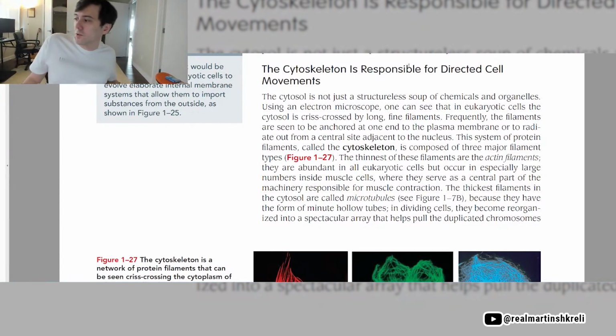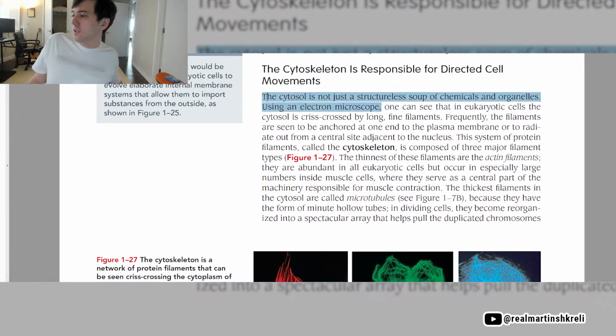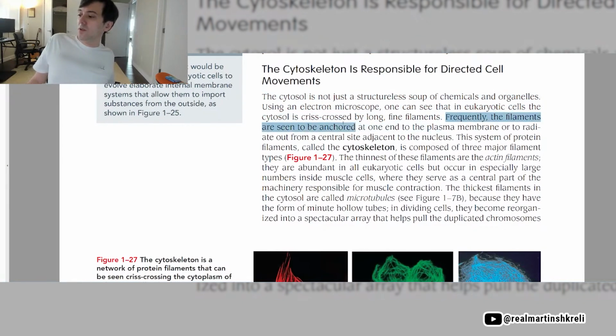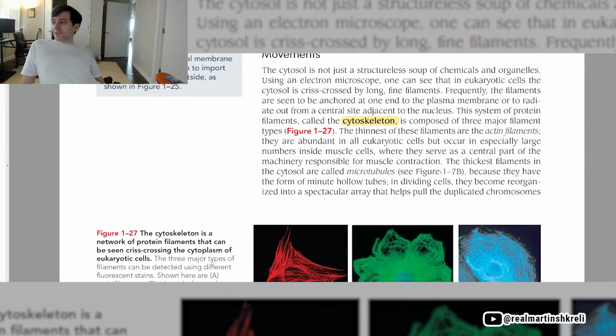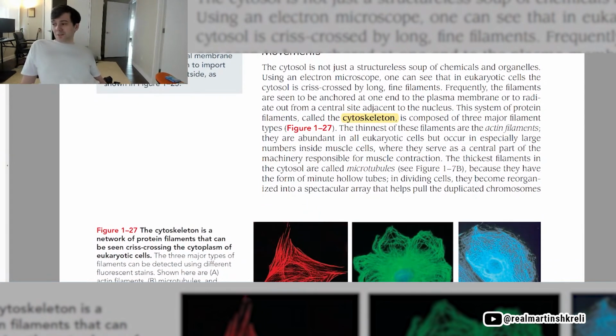The cytoskeleton is responsible for directed cell movements. The cytosol is not just a structureless soup of chemicals and organelles. Using an EM, one can see that in eukaryotic cells, the cytosol is crisscrossed by long, fine filaments. Frequently, the filaments are seen to be anchored at one end to the plasma membrane or to radiate out from a central site adjacent to the nucleus. This system of protein filaments is called the cytoskeleton, and it's composed of three major filament types. This is pretty important.